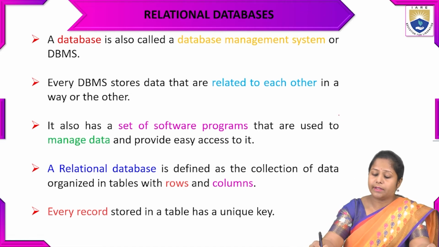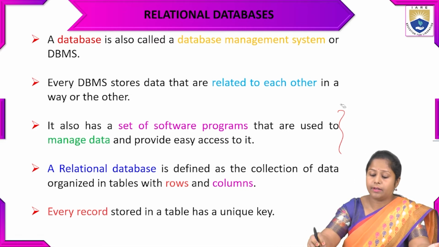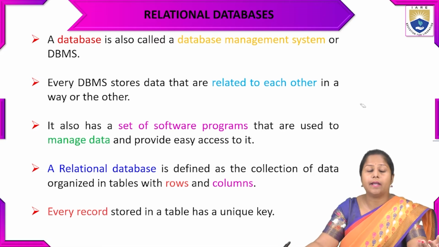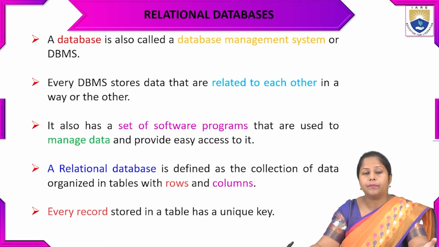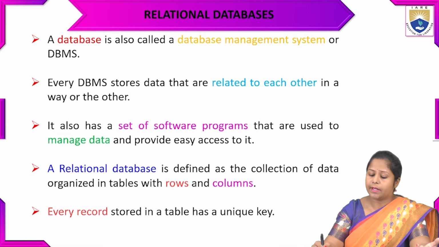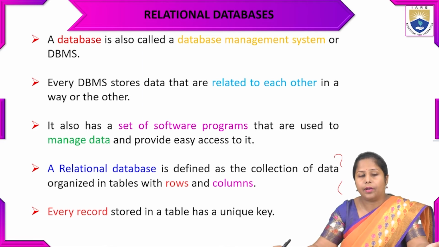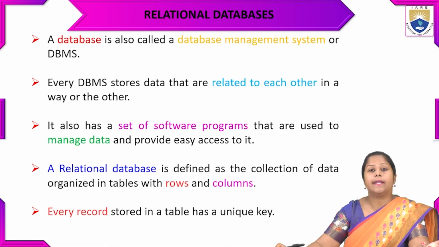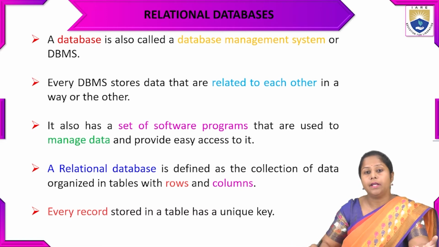There is also a set of software to store that type of database, used to manage the data, process it, access it, and provide space for it. Those types of databases are the traditional relational databases. A relational database is defined as a collection of data organized in tables with rows and columns. Every record is stored in the form of a table, and the table has a unique key in the data warehouse.